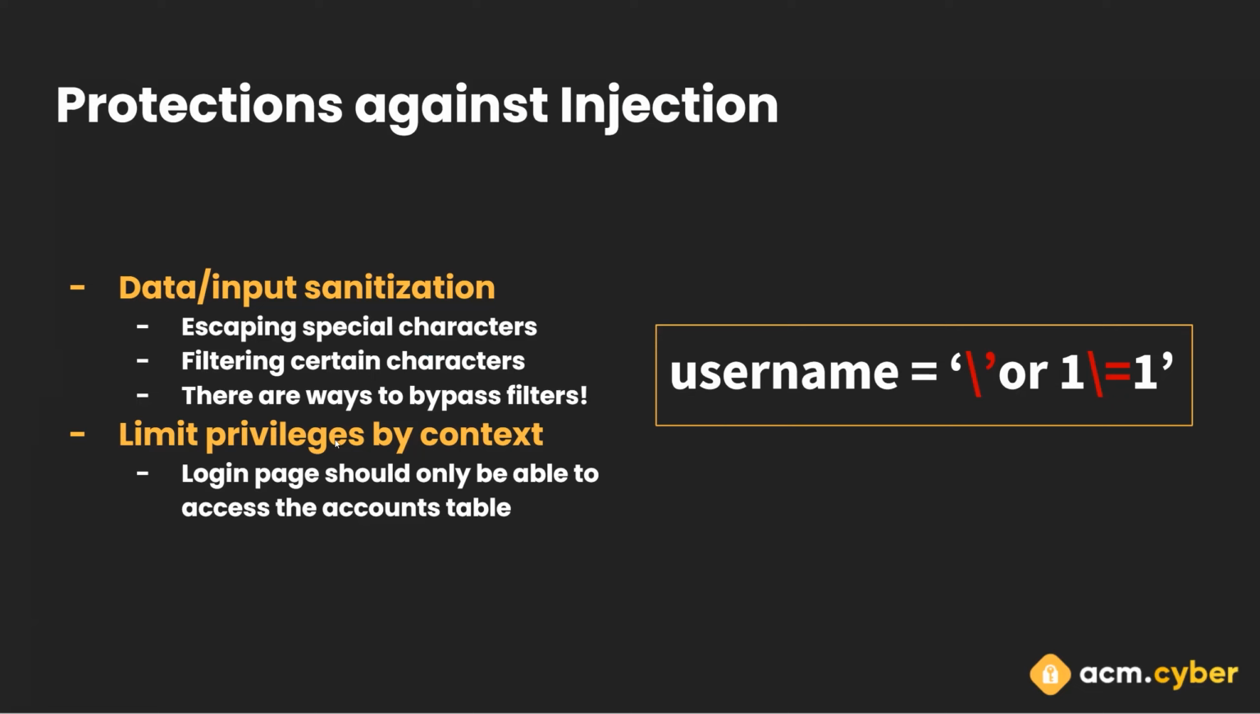So next is limiting privileges by context. What does that mean? Well, for example, the login page should only be able to access the accounts table. It shouldn't be able to access the documents table, for example, or any other database. This doesn't really protect against injection itself, but it limits the damage that an attacker could do if they were able to inject. So they would only be able to access the accounts table and nothing else. They wouldn't be able to mess with the other stuff.